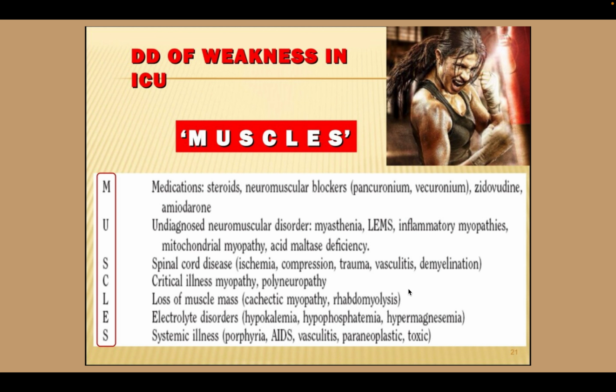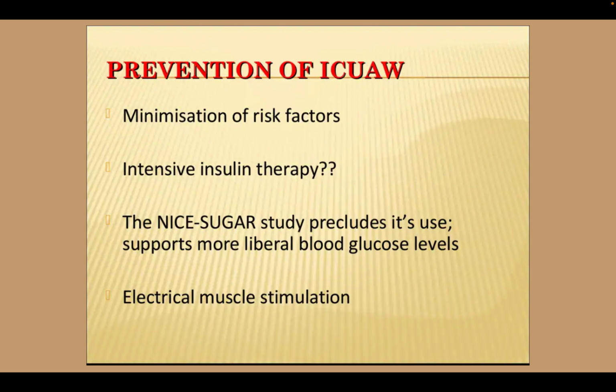I think this is an important slide of my entire talk, as it gives a whole list of differential diagnoses, and very simply and easily you can remember them by remembering this mnemonic, MUSCLES. How do you prevent it? You need to minimize the risk factors, use intensive insulin therapy, avoid hyperglycemia, and of course electrical muscle stimulation.